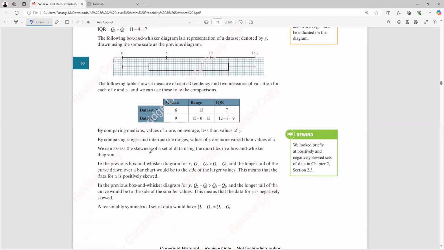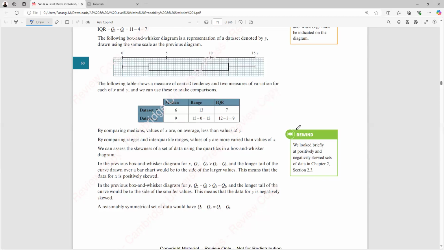We can assess the skewness of a set of data using the quartiles in a box and whisker diagram. In the previous box and whisker diagram, for x, Q3 minus Q2 is greater than Q2 minus Q1 as well, and the longer tail of the arm. These three are for the skewness.